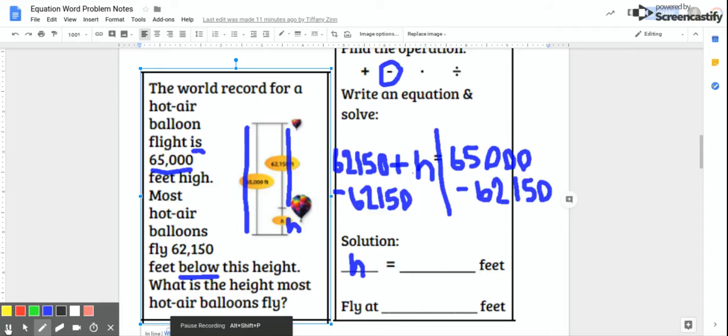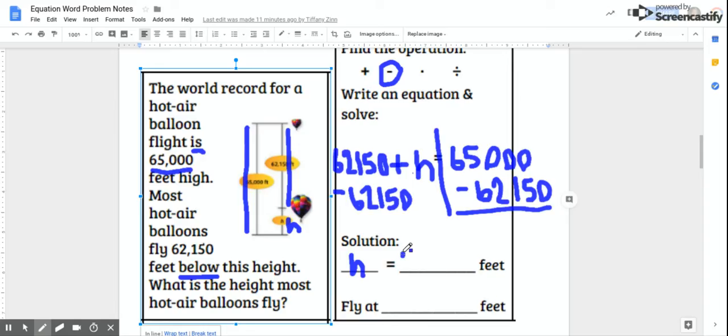Okay, I went ahead and paused and wrote it. So subtract 62,150 from 65,000, and if you did that manually by actually subtracting without using a calculator, you'd have to borrow a lot because of all the zeros, but I've already done that, and the answer is 2,850 feet. So H, your height, is 2,850 feet.